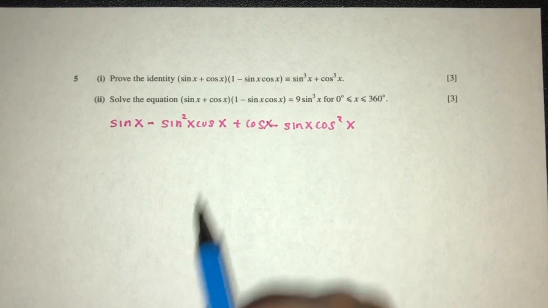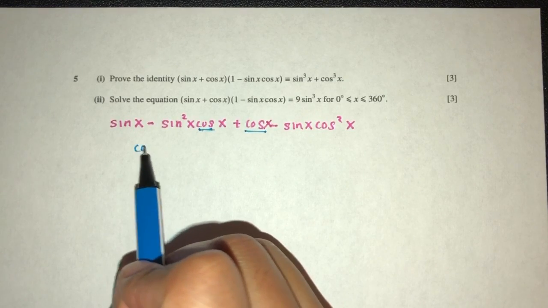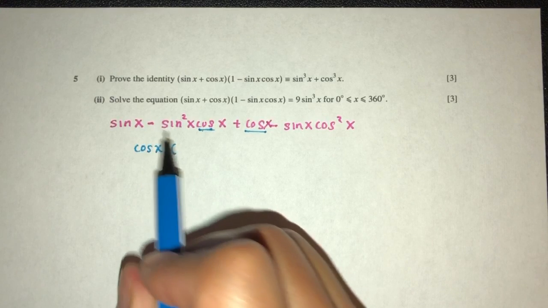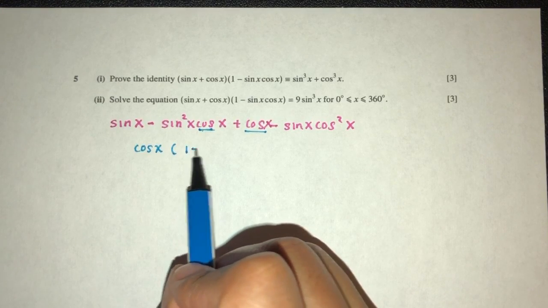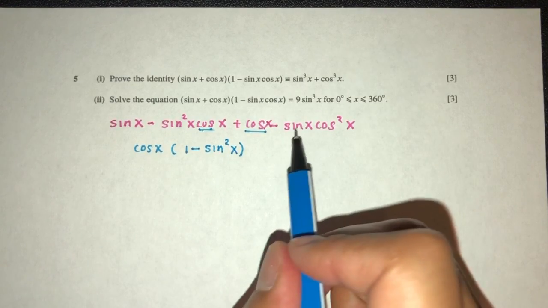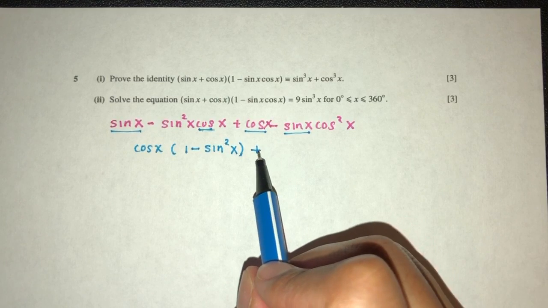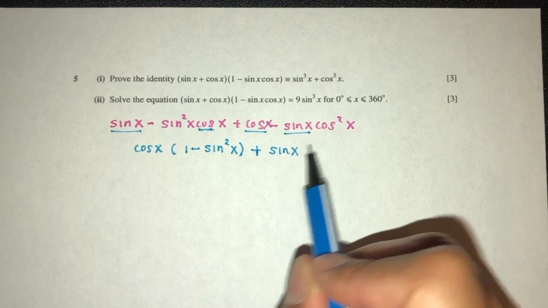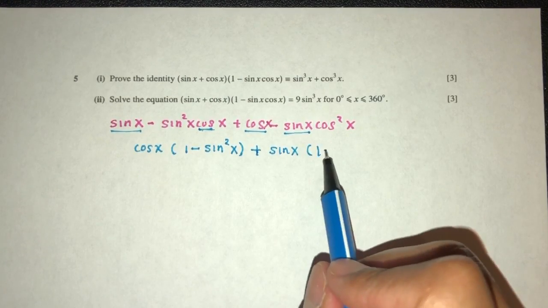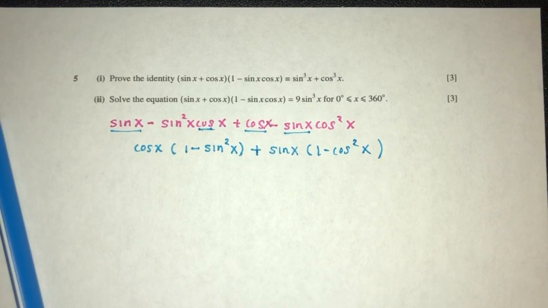So let's do something. Because here we have this and this, let's factorize this. You will have cos x, and here we have 1 minus sine square x. Here we have this. We have to plus sine x. Here you will have 1 minus cos square x. Right, and so now we realize something happens here.